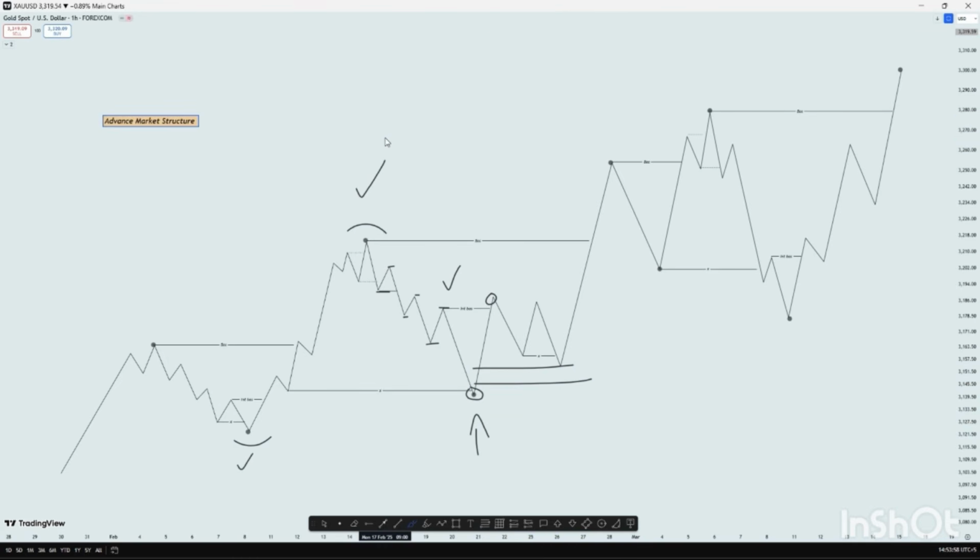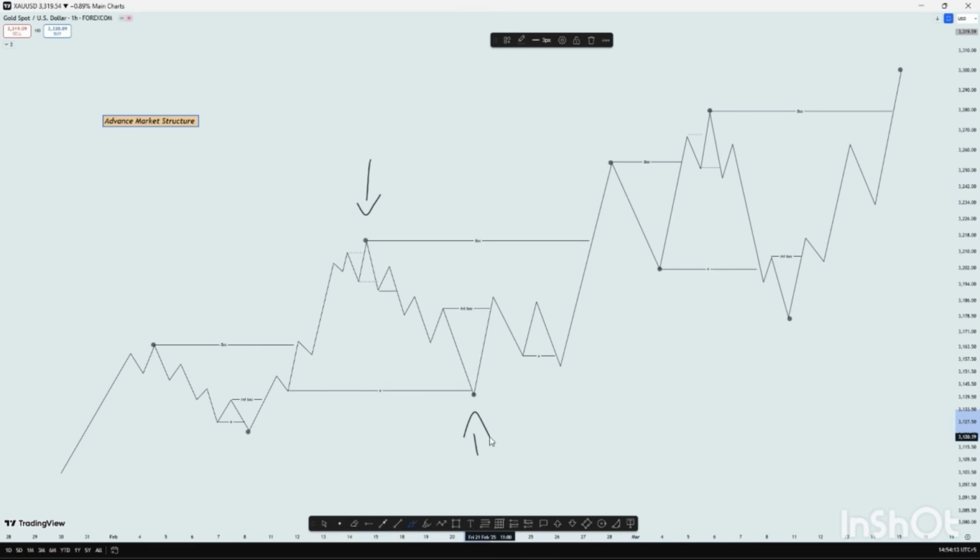So through an internal structure, we know when our pullback has started and when it has ended, when we have a weak high and when we have a strong low. So any low that sweeps liquidity and then breaks the structure, logically we have a strong low. Like this low sweeps liquidity and then breaks the structure, so we had a strong low.